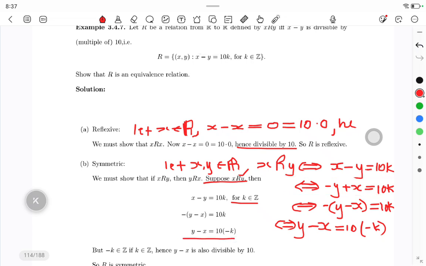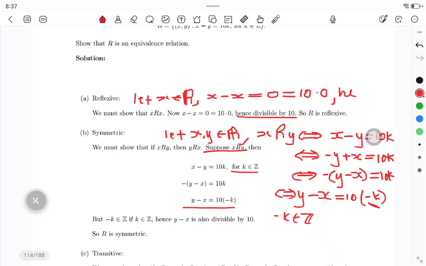So we're going to get this. And we know that this minus k is an element of the integers, right? So it means that this is divisible by 10. y minus x is also divisible by 10. So this implies that y is related to x. So if that is the case, it means that R is symmetric, right?